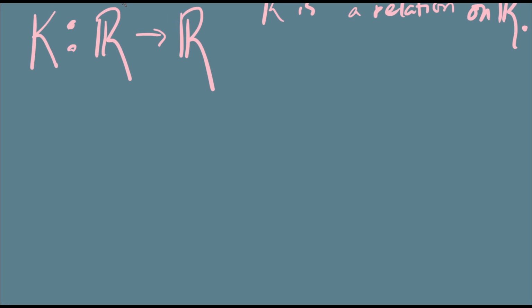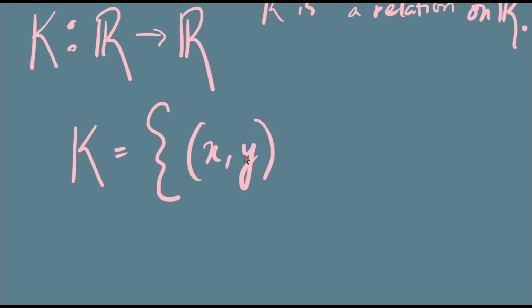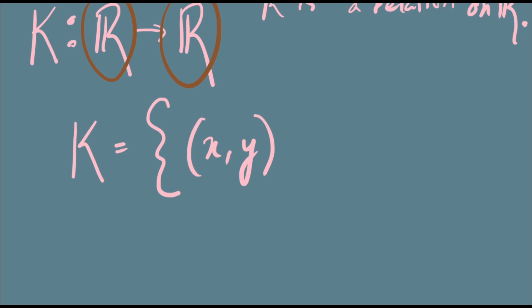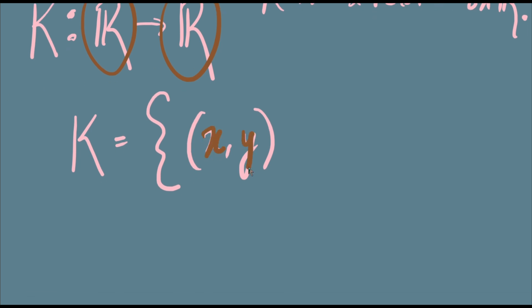Well, I'll define the relation in a very specific way. So K is a relation on R such that it will be all the ordered pairs x comma y, where x and y are again taken from your domain and codomain. This is called the domain, this is called the codomain. The place where the first entry comes from is the domain, and the place where the second entry comes from is the codomain. And I am defining it as the set of all x comma y's such that x squared is equal to y. So this is defined in a very specific manner, right?